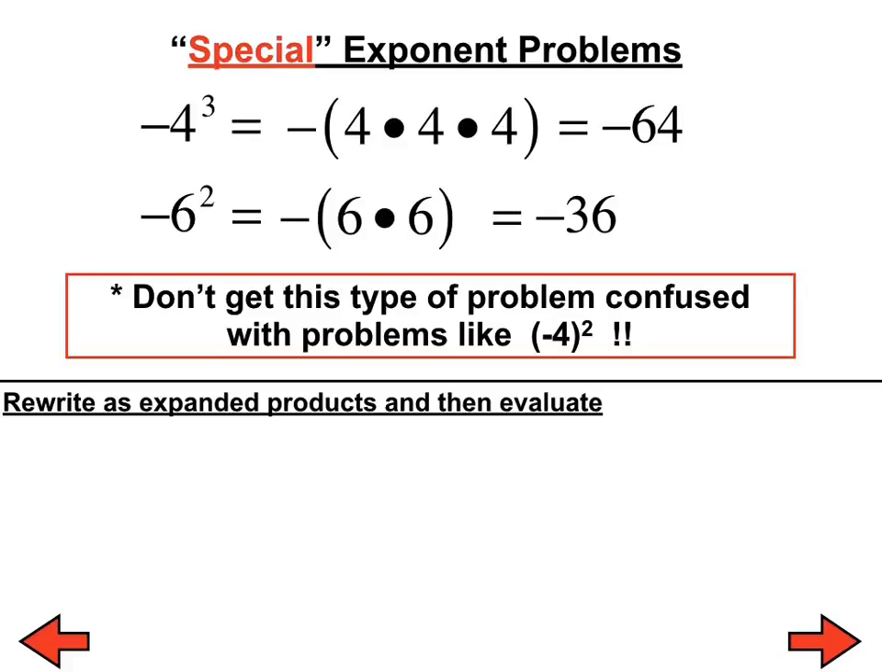Okay? So now you have very similar problems to practice with. Very similar to the 1 through 4 at the top there. If we have negative 5 squared but it's not in parentheses, what would the answer be? Negative 25. Go ahead and write it as expanded product as practice for now. And then write negative 25.